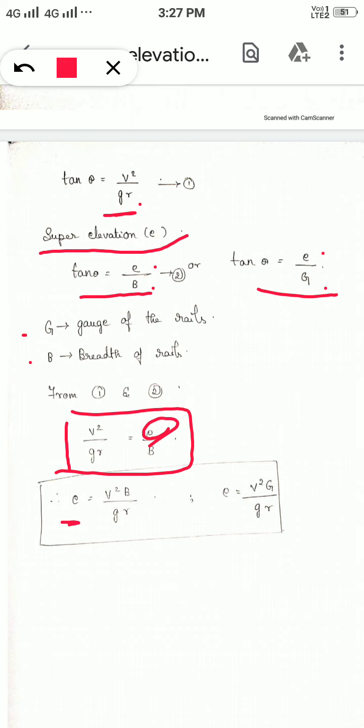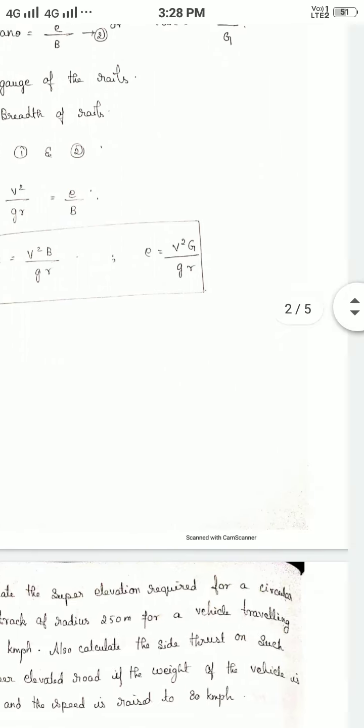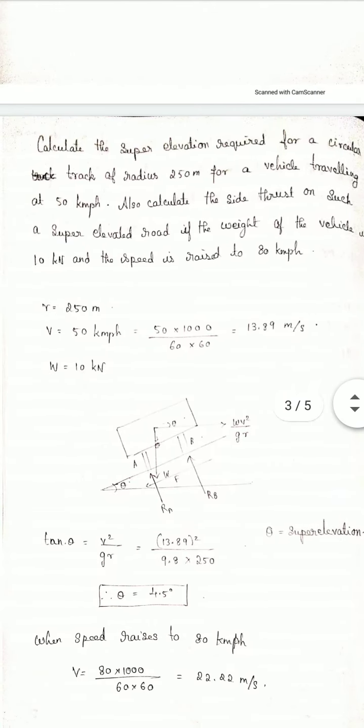E is equal to V square B divided by gR. If I substitute the same, tan theta is equal to V square divided by gR is equal to E divided by G, I will get the equation E is equal to V square G divided by g into R, where capital G is the gauge and small g is our acceleration due to gravity. These are the formulas you have to know first. Now let me teach you the problem.